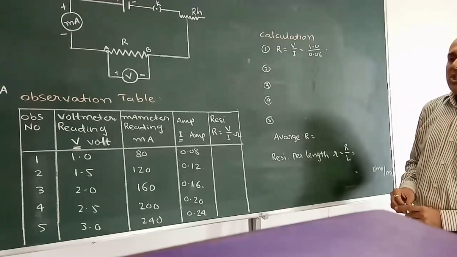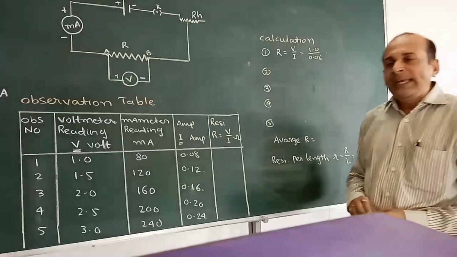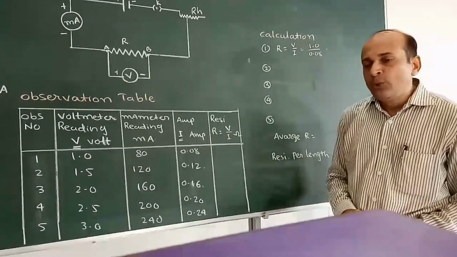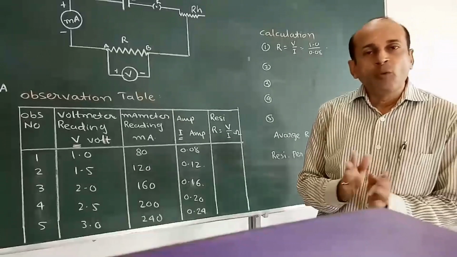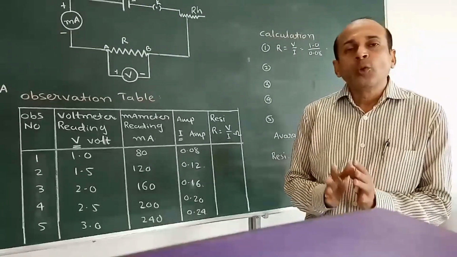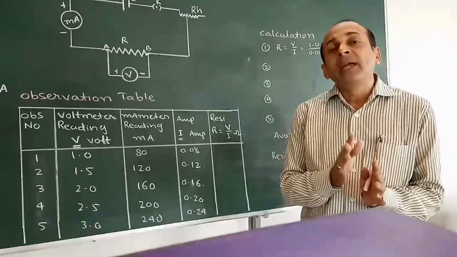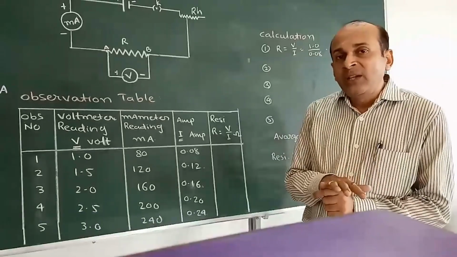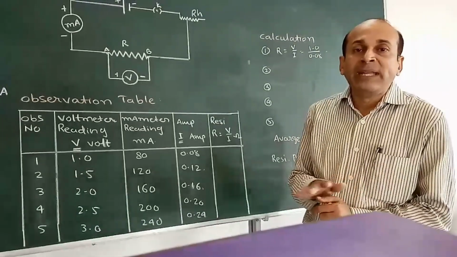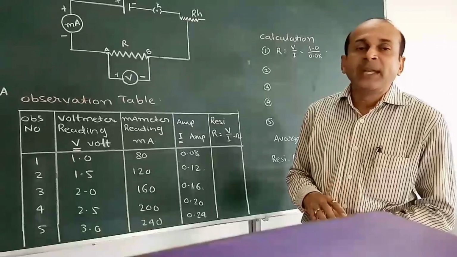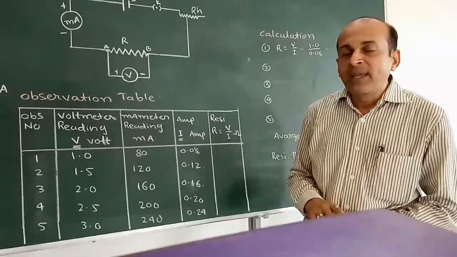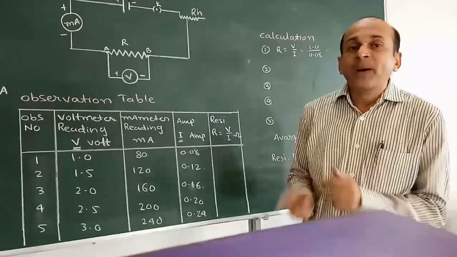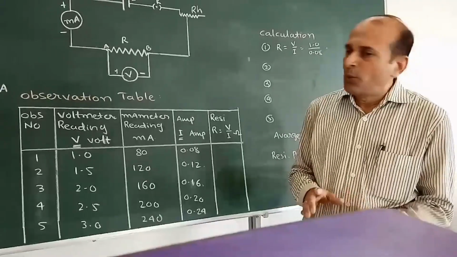Okay, so in this way you can find the resistance of any conducting wire using Ohm's law, that is using the voltmeter and current meter. So our aim is, by measuring the potential difference divided by the corresponding current across it, that gives the resistance of this wire, and you can find the resistance per centimeter of the wire too.